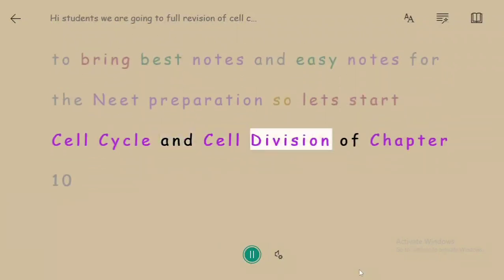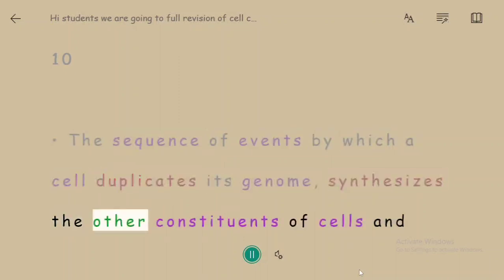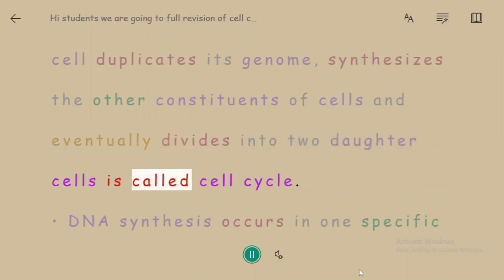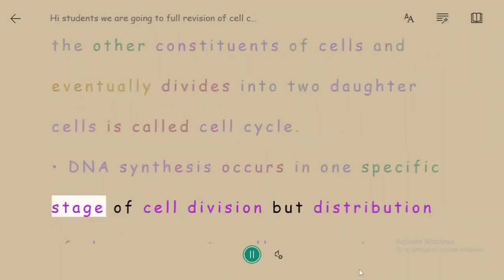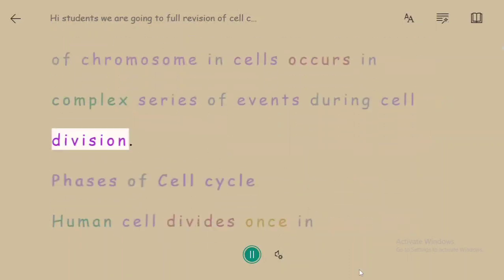Cell cycle and cell division, chapter 10. The sequence of events by which a cell duplicates its genome, synthesizes the other constituents of cells, and eventually divides into two daughter cells is called cell cycle. DNA synthesis occurs in one specific stage of cell division, but distribution of chromosomes and cells occurs in a complex series of events during cell division.